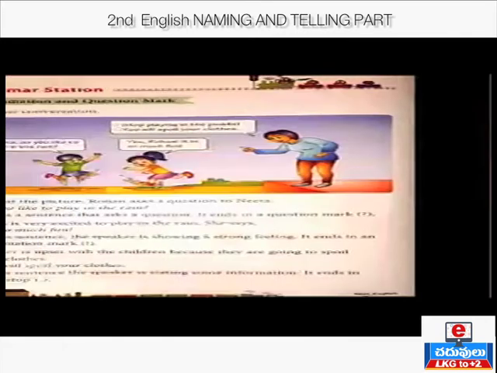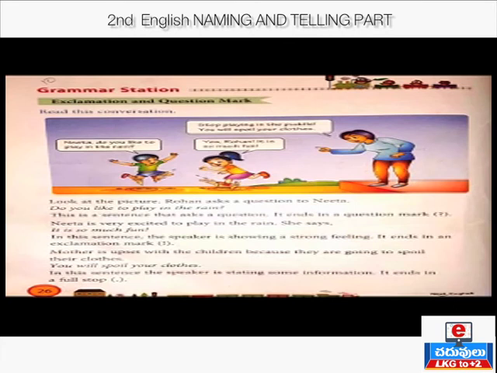Next, grammar station, page 26, about exclamation mark and question mark. Today we discuss exclamation mark and question mark. Read this conversation about the boy.